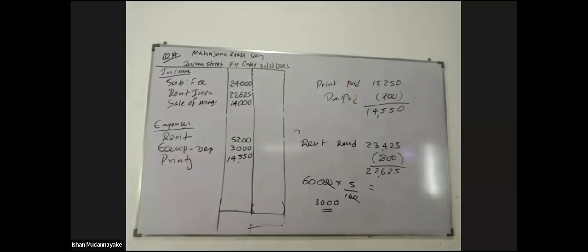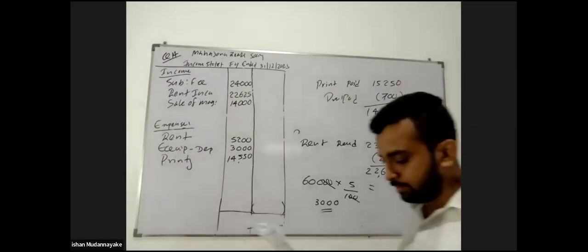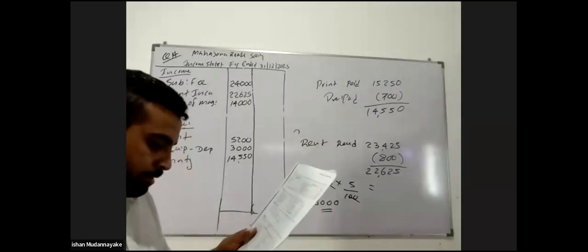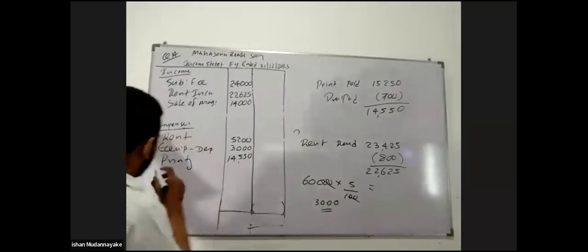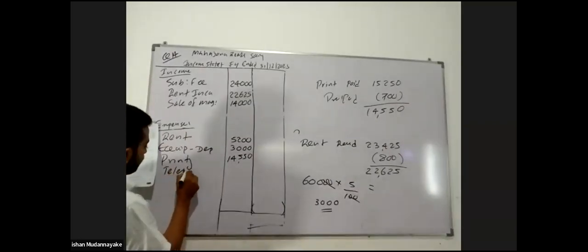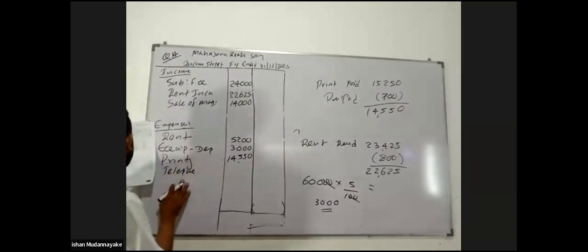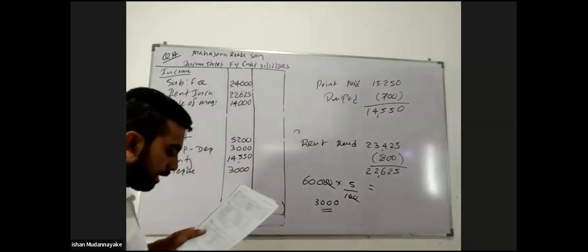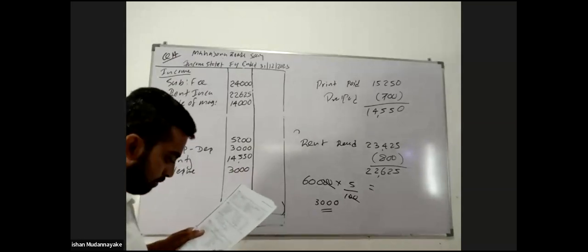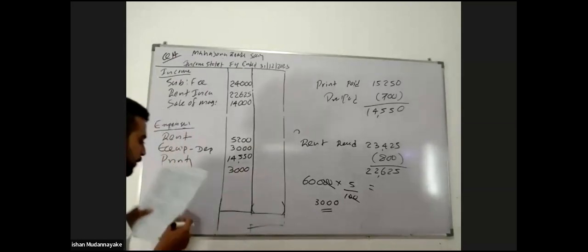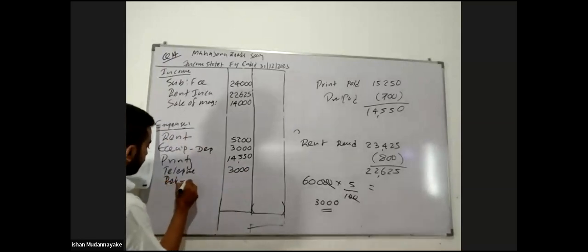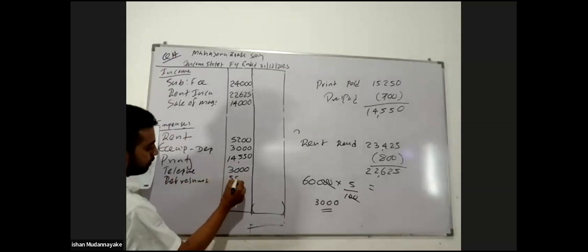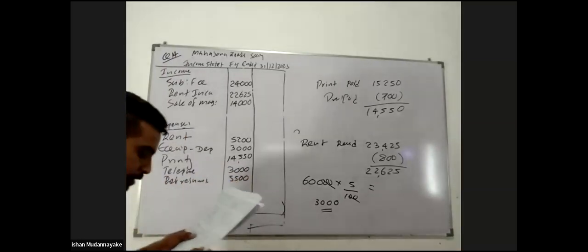Now look at the receipt and payment account credit side. Telephone expenses 3,000. It is a paid amount and an expense. Telephone expense 3,000. Building rent done. Refreshment expenses 5,500.